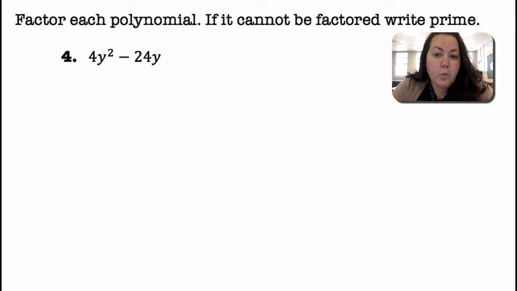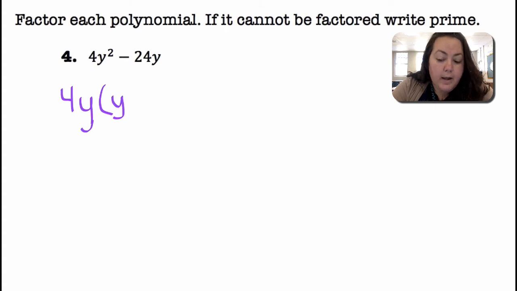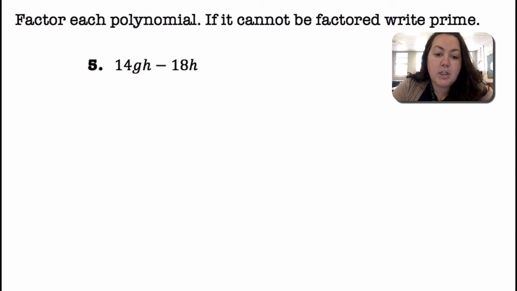4y squared minus 24y. So I can pull out a 4, and they also both have a y in common, so I can pull out 1y. They each at least have 1y in them. So when I pull out the 4 and the 1y, that leaves me with a y minus 24 divided by 4 gives me 6, and y divided by y is gone. So my factors are 4y and y minus 6. Then I have 14gh minus 18h. Well, I can pull out an h, and I can also pull out a 2, goes into 14 and 18. So when I divide everything by 2h, that leaves me with the 7g minus 9.